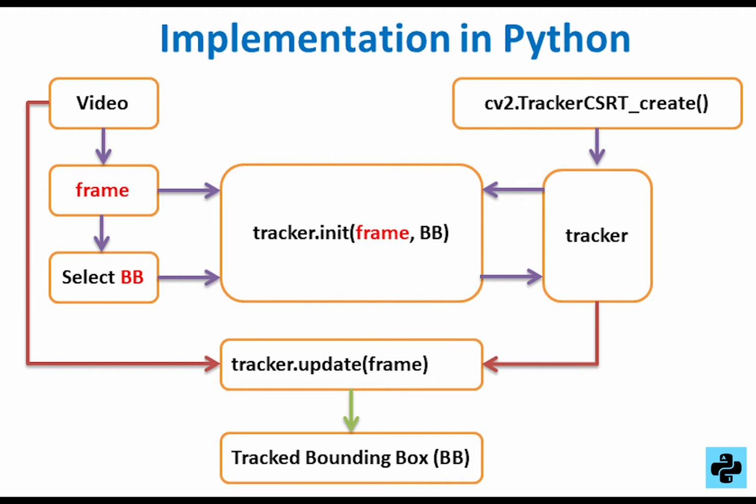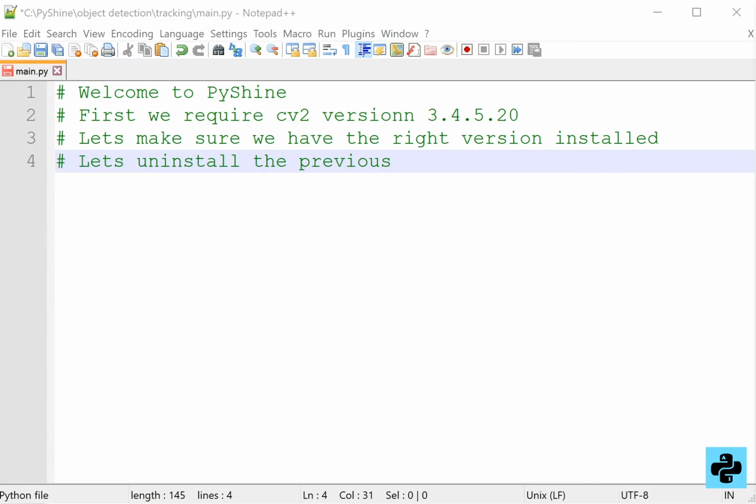After that, we go on taking video frames and keep on updating the tracker. The tracker update function provides us the up-to-date bounding box. That's it. We can then put a rectangle on each upcoming frame using the coordinates of the latest bounding box. So let's start the Python coding.